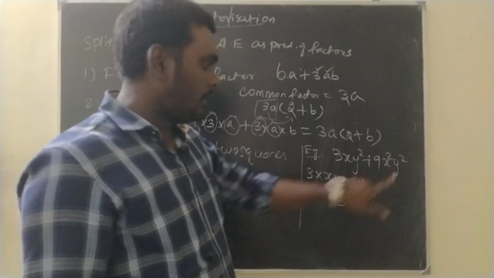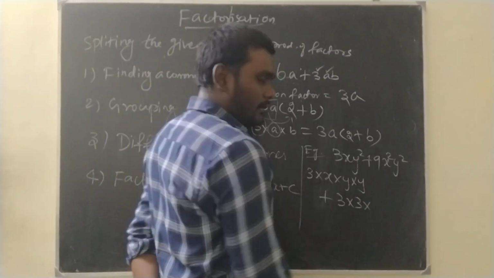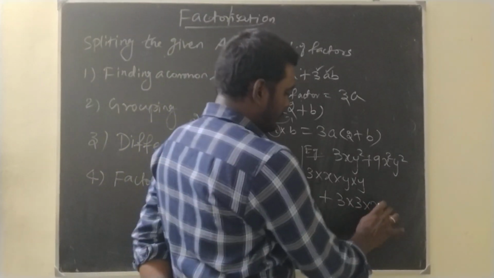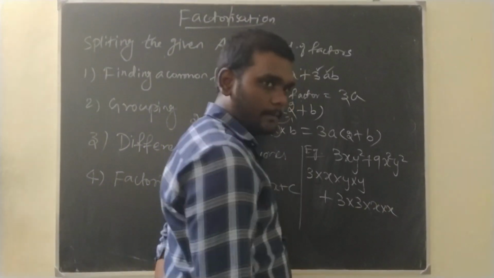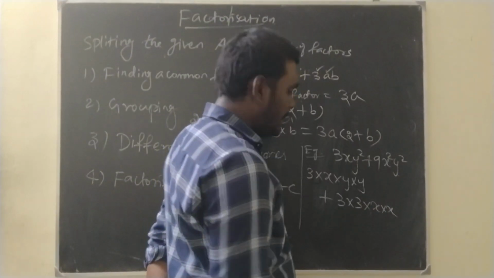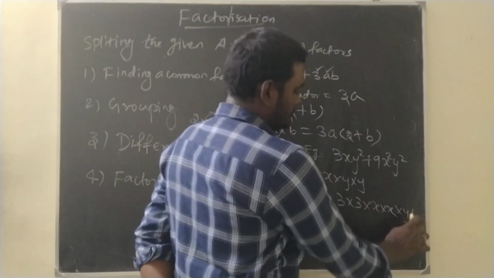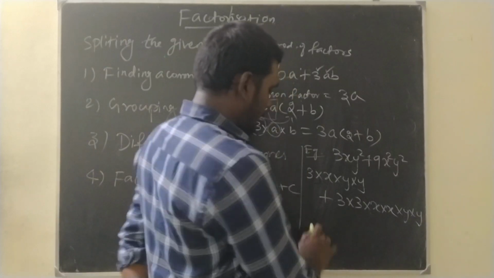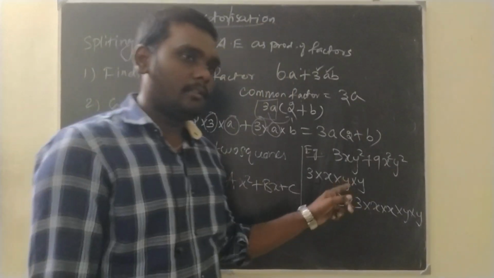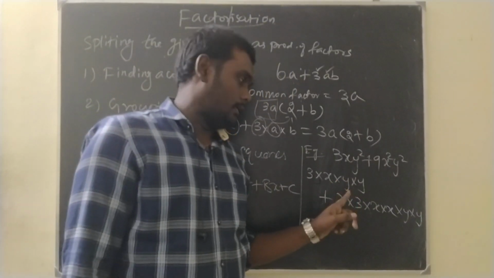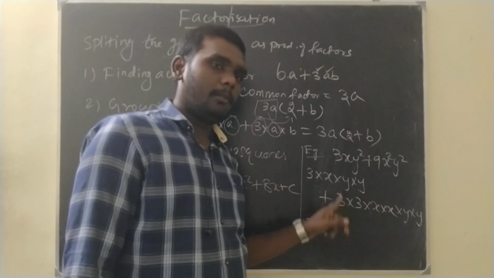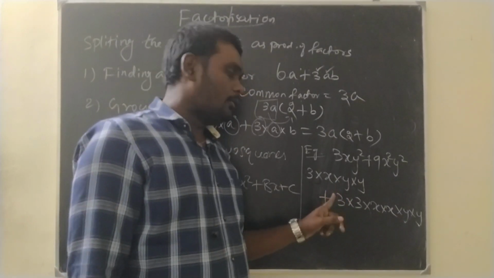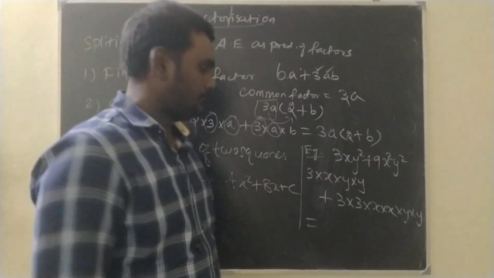Now here x square is there. How can this be written in product form? x into x. This y square can be written as y into y. Now there are two terms. For your better understanding, I wrote one below the other. Now mark all the same terms.